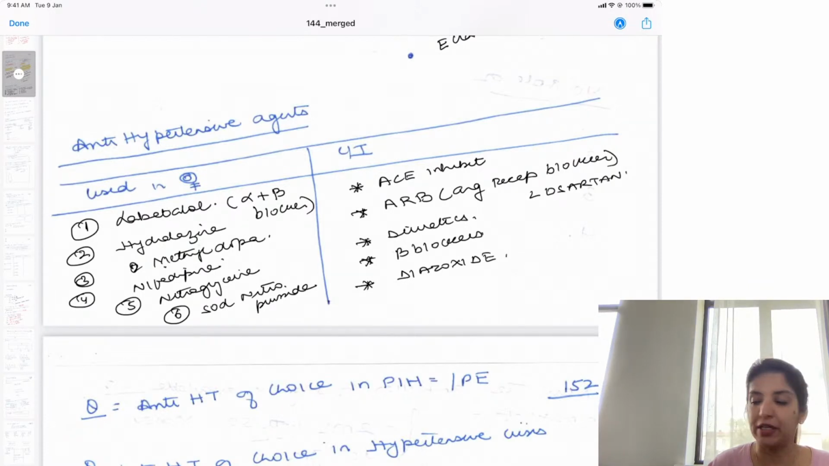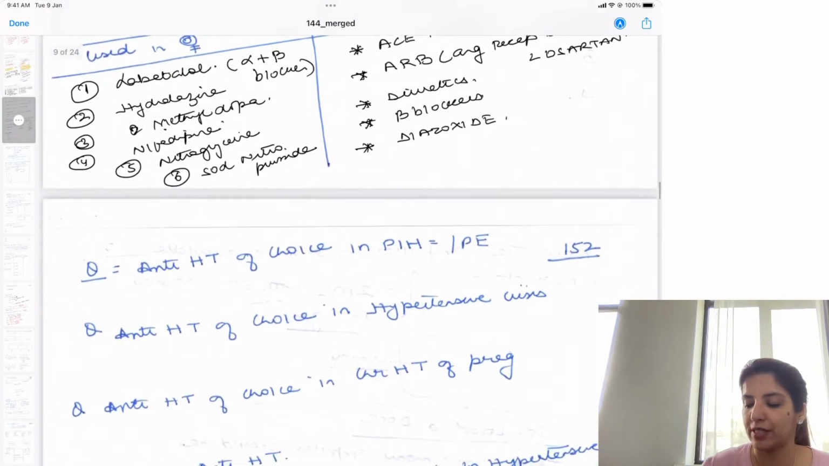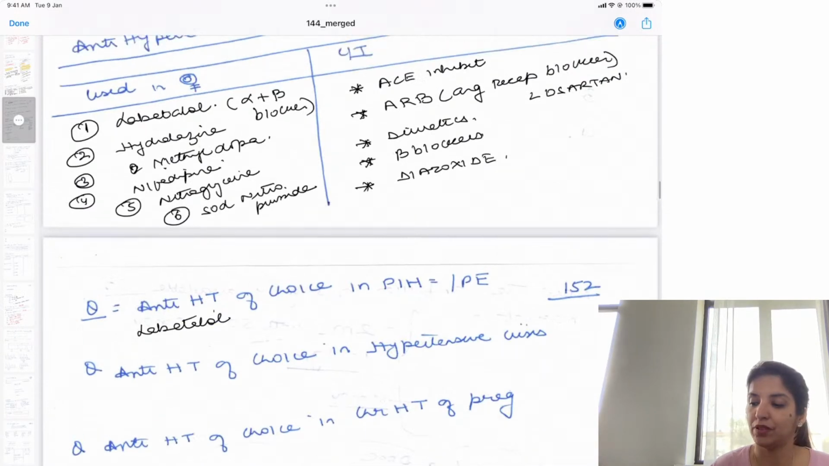Now, if you've copied this list, let's do a few important single liner questions which are asked from this list. Antihypertensive of choice in PIH or pre-eclampsia. If a simple question comes, antihypertensive of choice in PIH or pre-eclampsia, what will your answer be? Labetalol. Antihypertensive of choice in hypertensive crisis. Okay. Right.